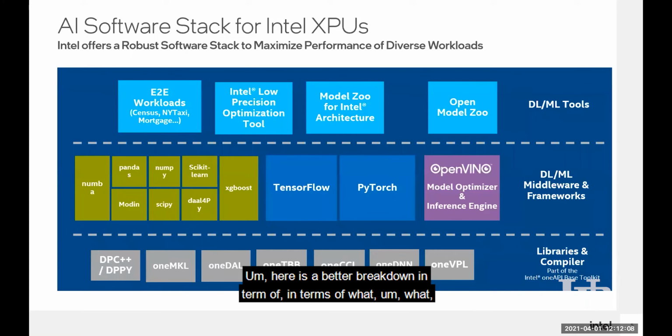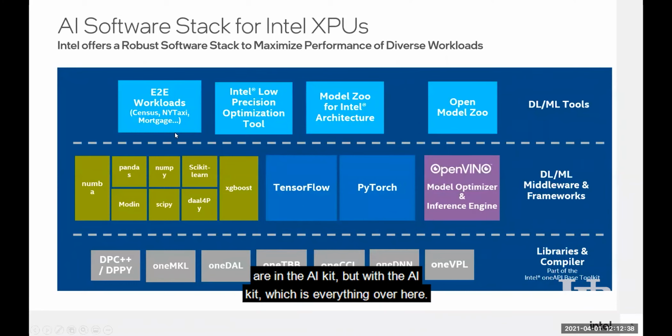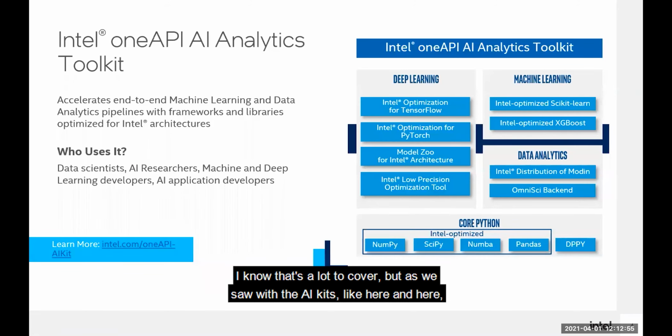Here is a better breakdown of what oneAPI as a whole covers in its different toolkits. Not just the AI kit, but broadly, if the AI kit is not for you and you want something beyond TensorFlow and PyTorch, or you want to deploy your deep learning models, you could get that from the OpenVINO toolkit. The oneAPI base toolkit allows you to work directly with a lot of the libraries that bring you the optimizations that are in the AI kit. But the AI kit, which is everything in the top left, essentially abstracts out all of these optimizations given to you by these lower-level libraries and allows you to make these optimizations with low to no code changes.